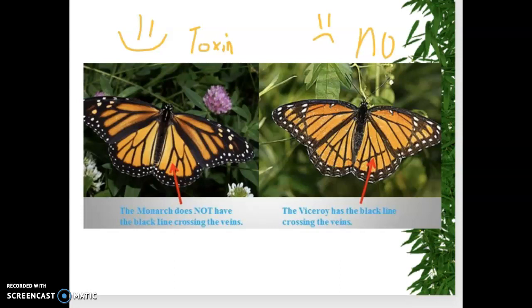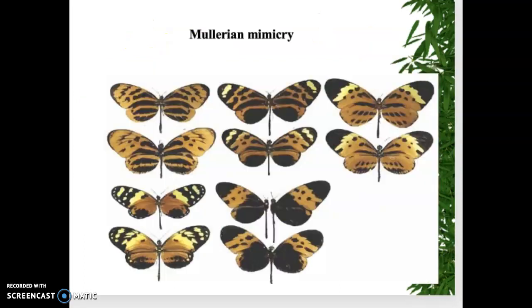We see lots of examples. I want you guys to look for those things. Go out and try to get outside and see these things. This is all part of community ecology. The other type of mimicry is known as Müllerian mimicry.